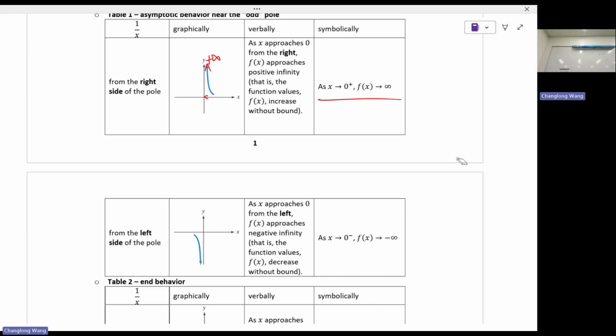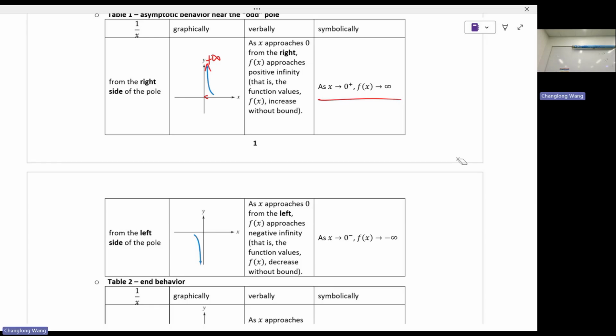Just like the odd function, we use the word odd for the same reason as with even and odd functions. But it doesn't mean that an odd pole always has a graph that rises to infinity on the right and falls to negative infinity on the left. So I want you to be open to the negative counterpart of the reciprocal function, negative 1 over x.